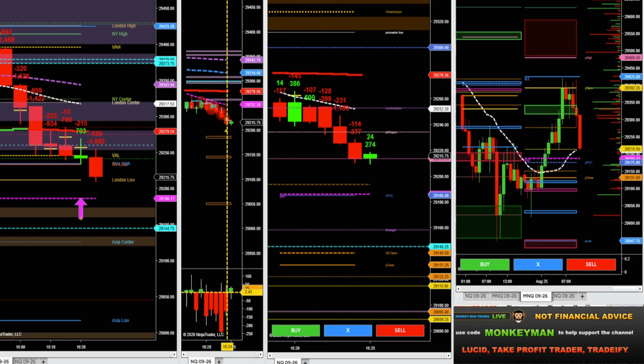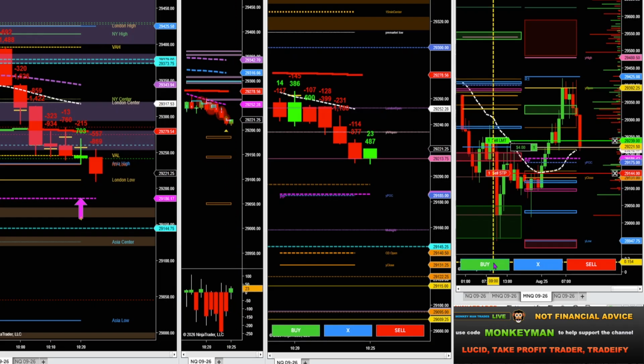You see there's wicks on both sides of this delta, a little bit of indecisiveness there. I'm going to take a long on one of the accounts here. I'm trading all these accounts separately, up to 2 accounts at the same time.